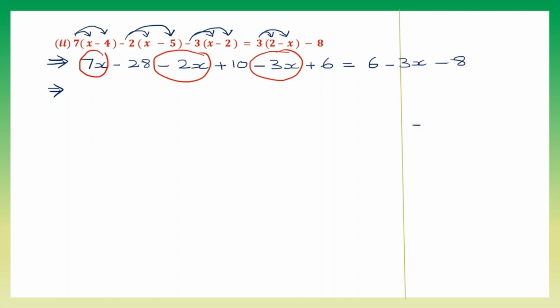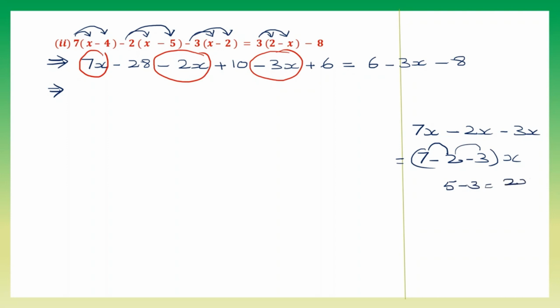Now let me work that out once again to help you understand. Now this is 7x minus 2x minus 3x. So I'm going to take only the numbers 7 minus 2 minus 3. The whole thing is x. Now 7 minus 2 is 5. 5 minus 3 is 2. So I have 2x.